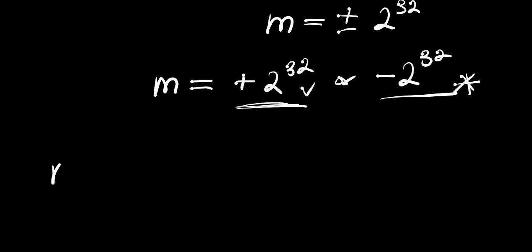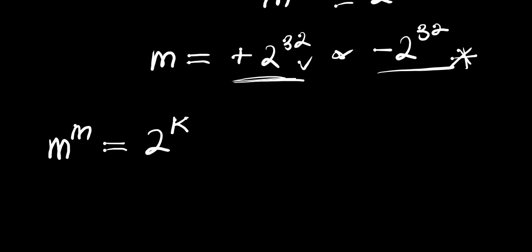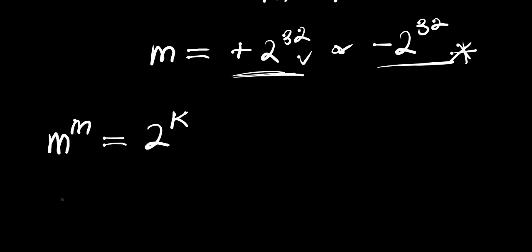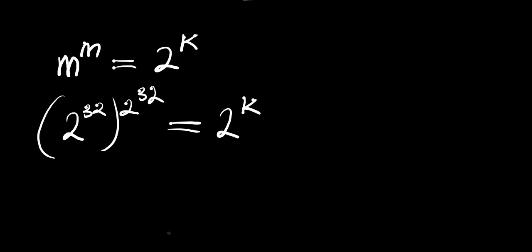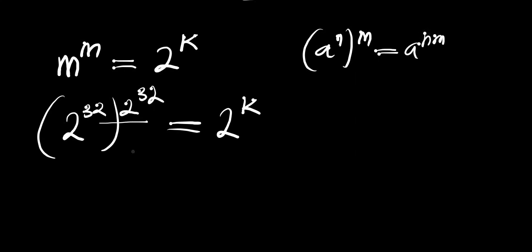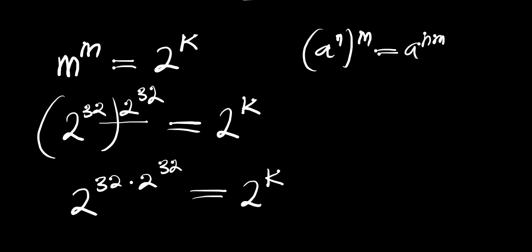Now let's go ahead and do that. We have m^m equals 2^k. And meanwhile, the value of our m is 2^32, so we have (2^32)^(2^32), and this equals 2^k. So what we are going to do is remember this identity. So we simply multiply this out. We are going to have 2^(32 times 2^32), and this equals 2^k.